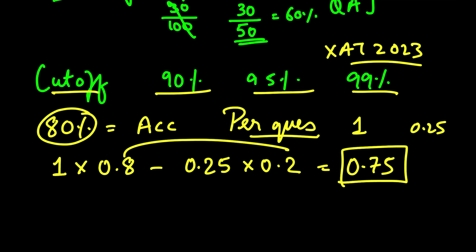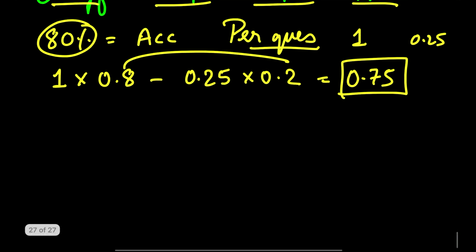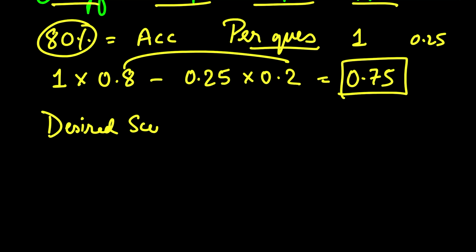And now the only thing you have to do is take your desired score in the numerator, and divide it by the per question score you have got, that is 0.75 based on 80% accuracy.